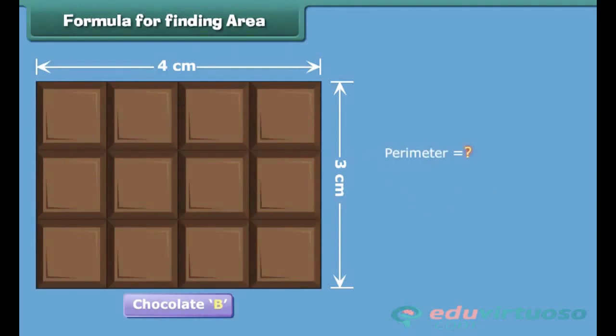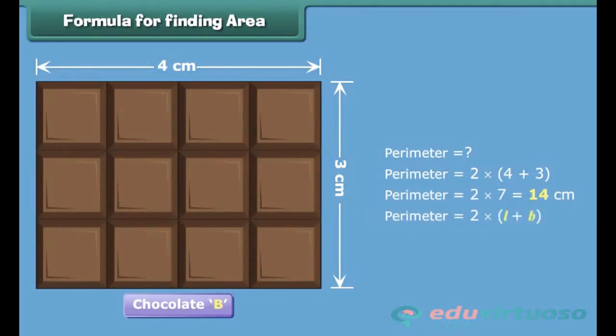What would be the perimeter of the chocolate B? Let us find out. The perimeter will be equal to twice the sum of the squares along its length and width. Thus, perimeter of chocolate is equal to 14 centimeters. Alternatively, perimeter is equal to twice the sum of the lengths and widths.